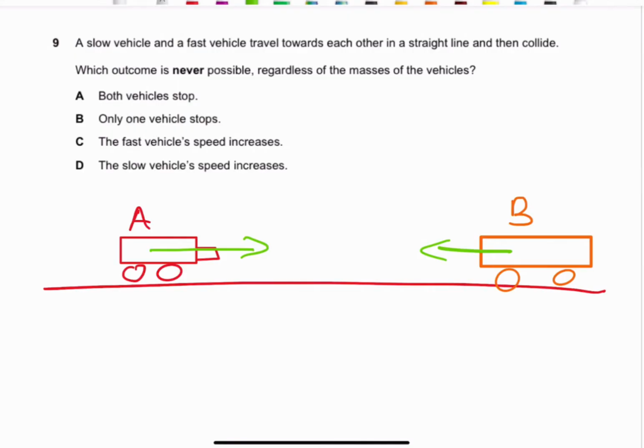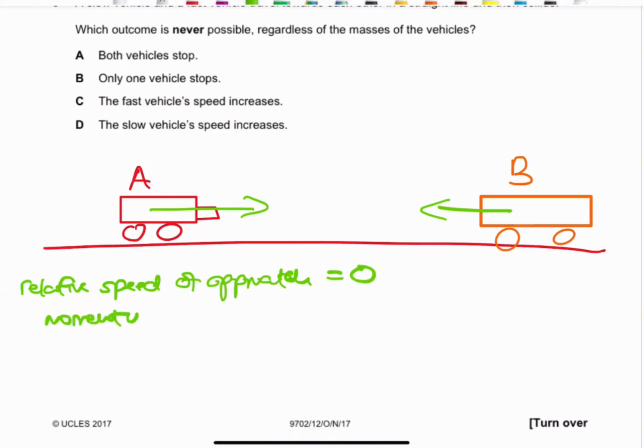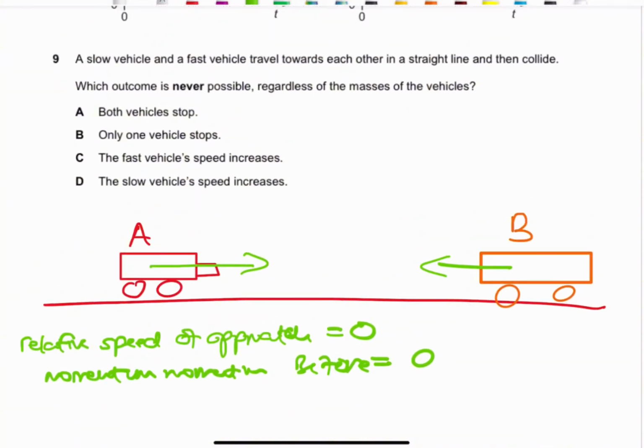Let's start with A. Both the vehicles can stop. How is this possible? If the relative speed of approach is equal to 0, or the momentum before is actually equal to 0, it means that before, the momentum was equal to 0. It means that if they collide, after the collision, the momentum must also be 0. So they can both stop, right?